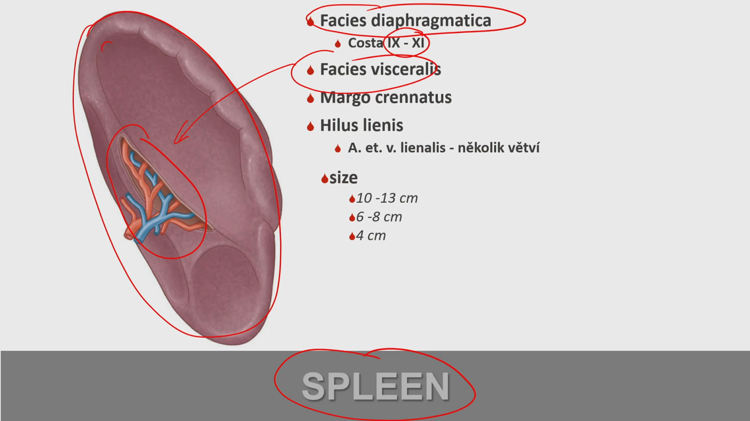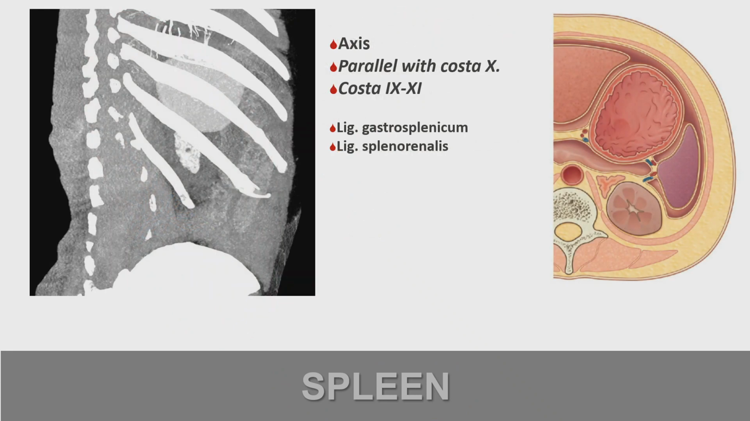The size of a spleen is about 10 to 13 centimeters in long diameter, and the others are 6 to 8 and 4 centimeters. Important is the length of 13 centimeters. When we have a larger spleen, it's a sign that there is something wrong. And because the function of the spleen will be explained, the cause of a large spleen could be also different. The spleen is localized along the axis of 10th rib.